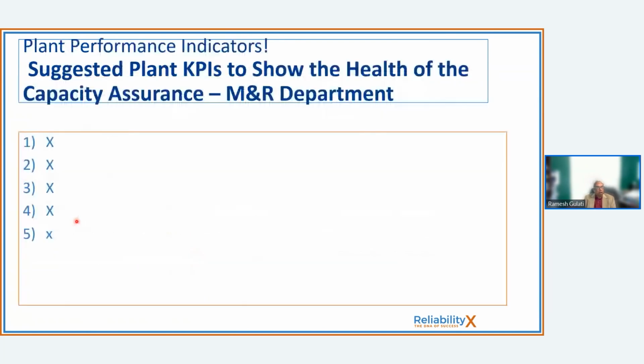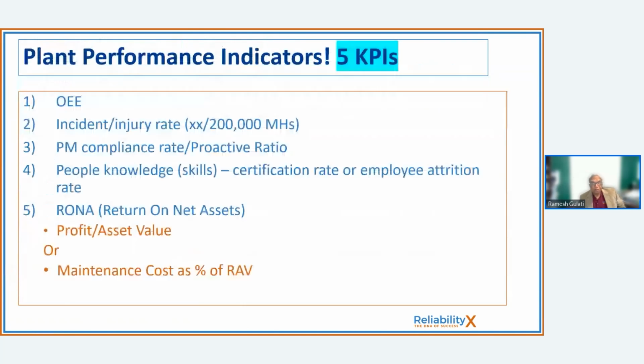I hope you have written down 1, 2, 3, 4, 5 metrics. Let's look into this. This is what I came up with, and I hope you did too. OEE is overall equipment effectiveness, which tells you the availability, the performance, and the quality. Then something related to safety, like the injury rate, which most plants have to report. And then PM compliance rate or proactive ratio, something like that could be a good one too.